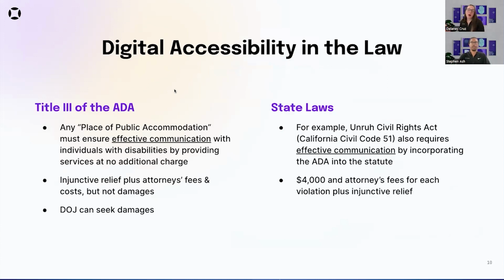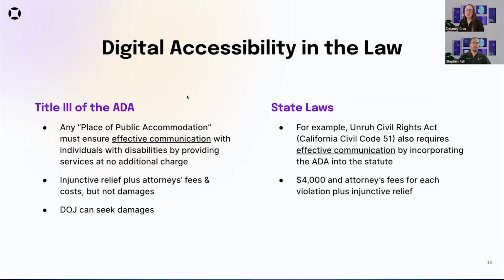Digital accessibility in the law. I know I mentioned earlier that under the ADA, websites are considered places of public accommodation. Therefore, they must be accessible to individuals with disabilities. In 2022, the DOJ released guidance stating that websites are places of public accommodation, therefore they must be accessible. Specifics when it comes to the law are listed here on this slide.